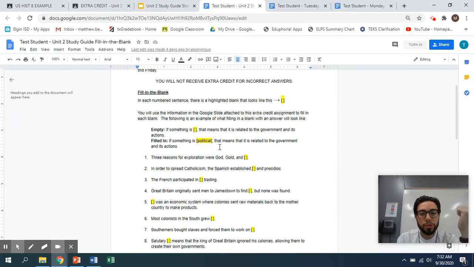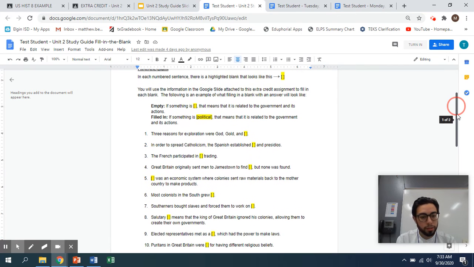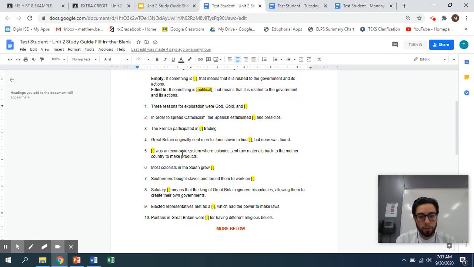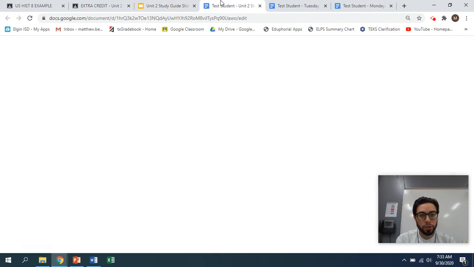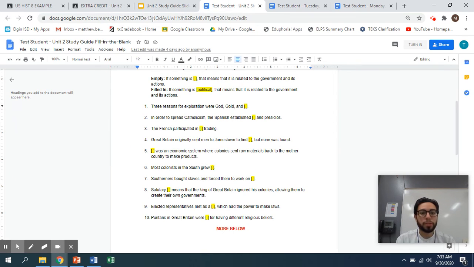Now, unlike yesterday in your rough draft, where obviously you would have to do sometimes complete sentences, and sometimes you're writing a whole lot in these blanks, for the Unit 2 study guide, it's only ever one word, right? It's never more than one word that you are filling in, okay? And you're going to find these words in the Google slide, right? And it goes in the same order, so it goes in the order of the slides.